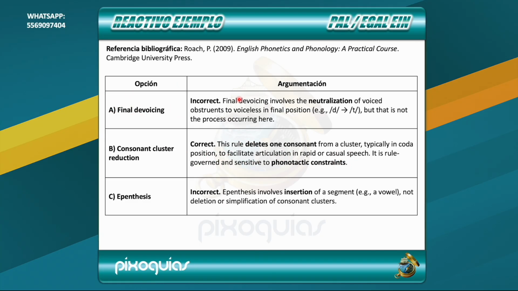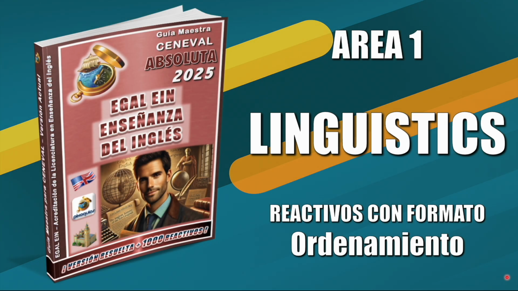A. Final voicing is incorrect because this involves the neutralization of voiced obstruents to voiceless in final position, for example D to T, but that is not the process occurring here. And C. Epenthesis is incorrect because epenthesis involves insertion of a segment like a vowel and not deletion or simplification of consonant clusters. Now, we are going to review exercises from the Area 1 Linguistics with the order format.